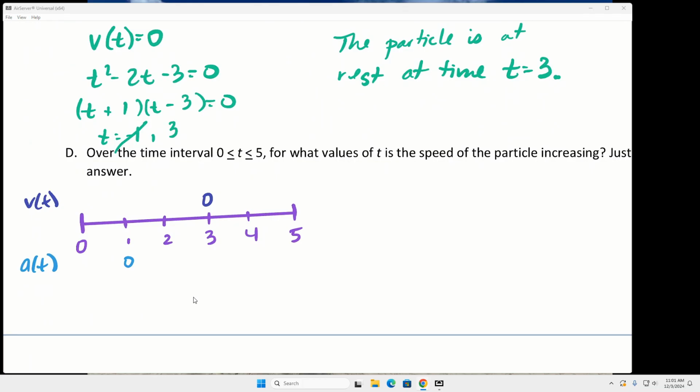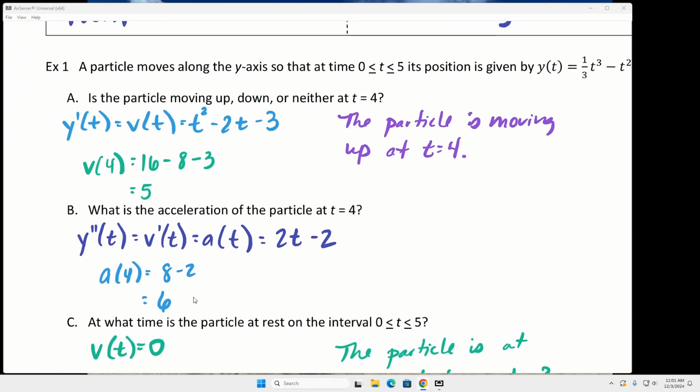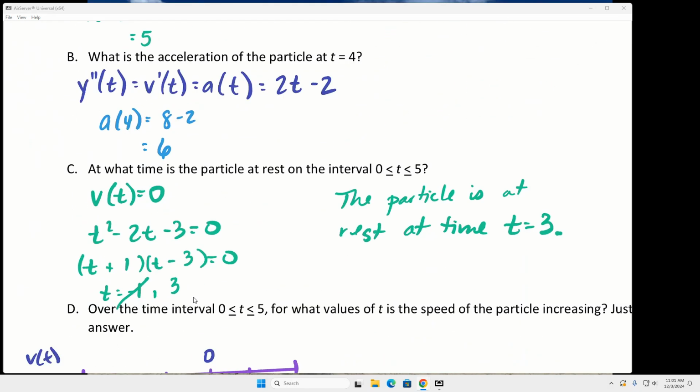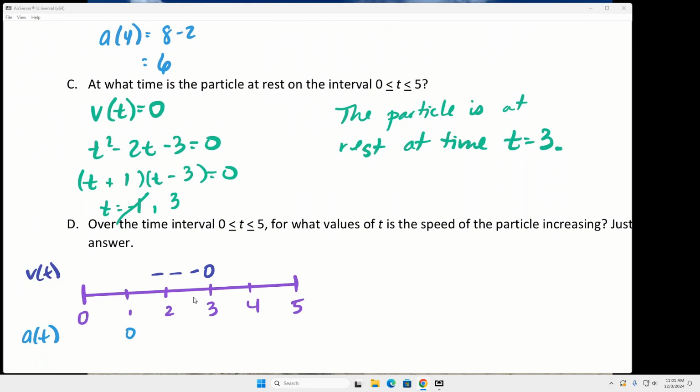And so if I want to find out what the sign is for all of these, I don't have to plug them all in. I just have to plug one of them in on that side of 3. What's the easiest number to plug in the world? 0. If I take my velocity equation and make the t's 0, am I getting positive or negative? Negative. So that means all of these are negative.